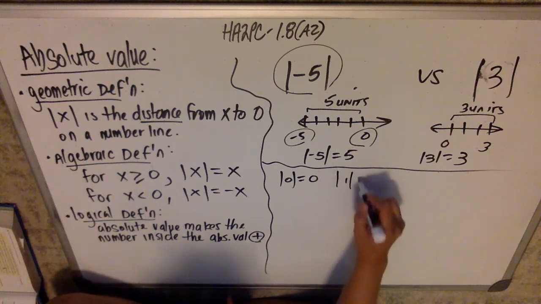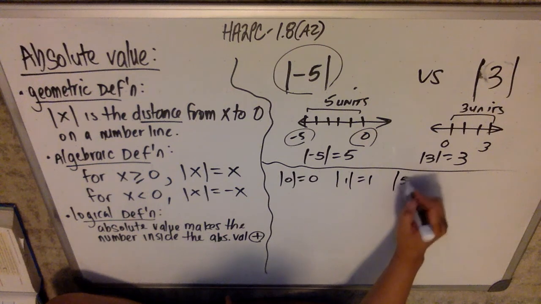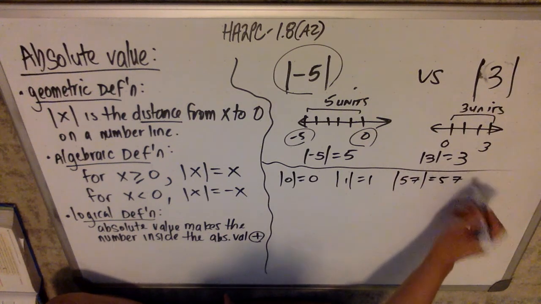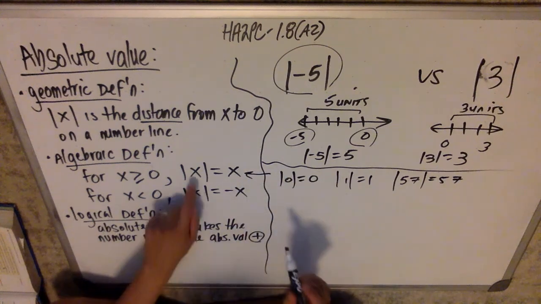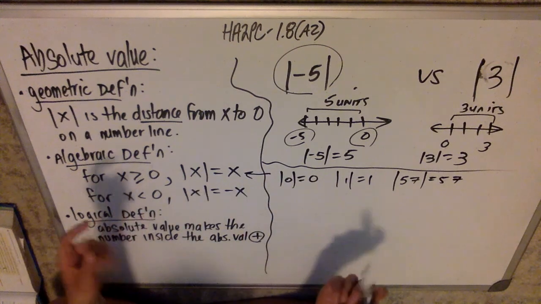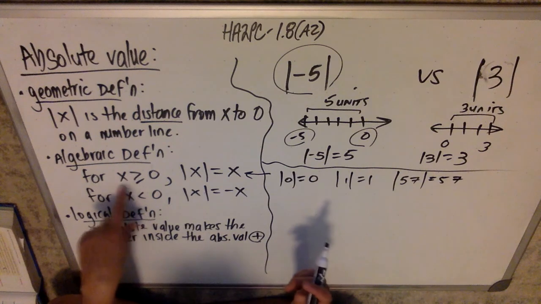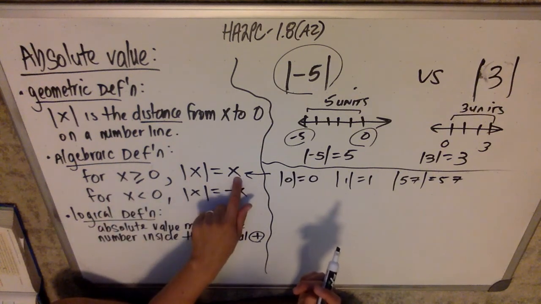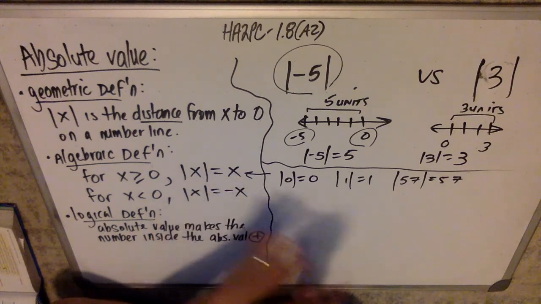The absolute value of 1 is a 1. The absolute value of 57 is a 57. If you put a positive number inside an absolute value, you just get that number back out. And that's all this says. It says if x is a positive, or let's say non-negative because we're including 0. If x is a non-negative number and you put it inside an absolute value, literally nothing happens. You put an x in, you get an x out, that's it.